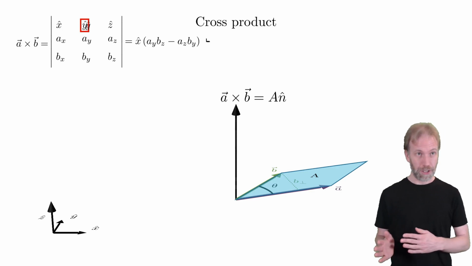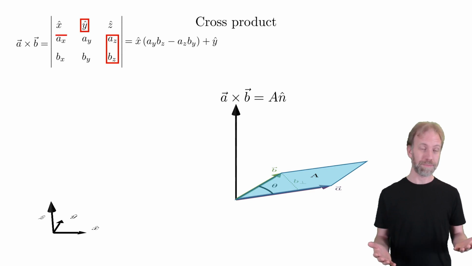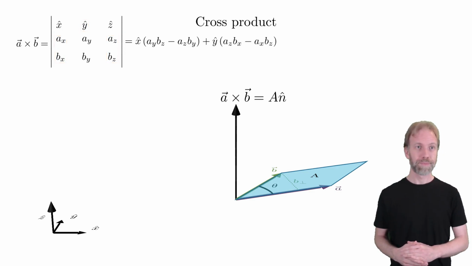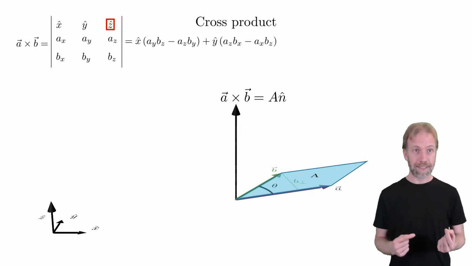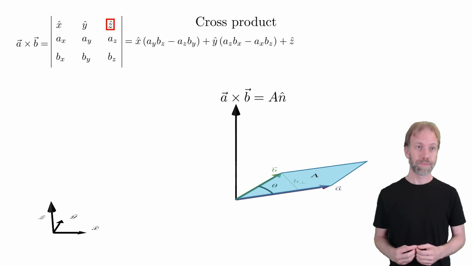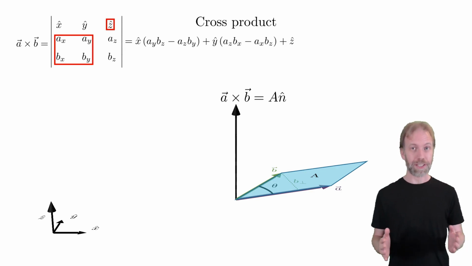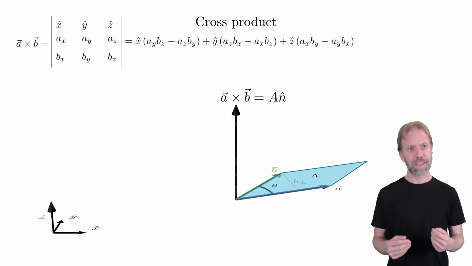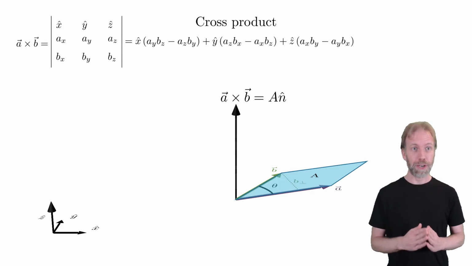Repeat for the y hat term. Multiply by the 2 by 2 determinant. And for the z hat term, with the final determinant. This trick works as both the cross product and the 2 by 2 determinant describe the area of the surface created by the vectors.